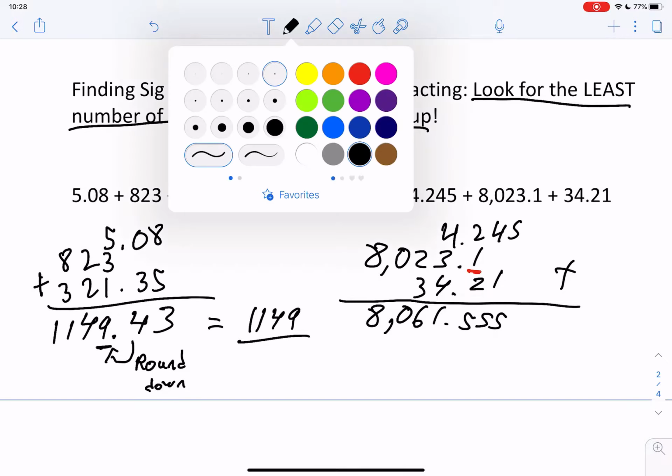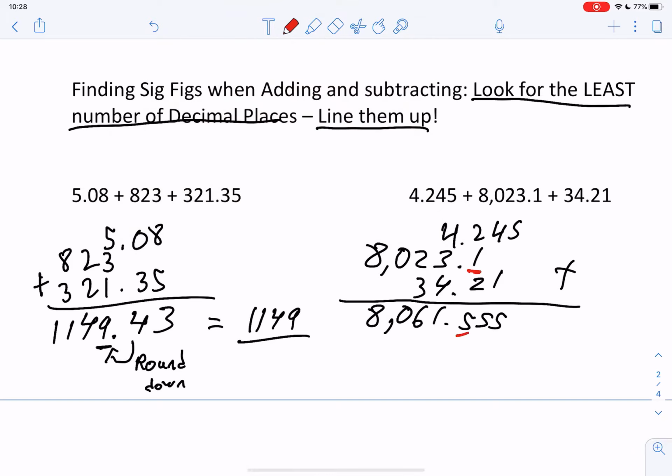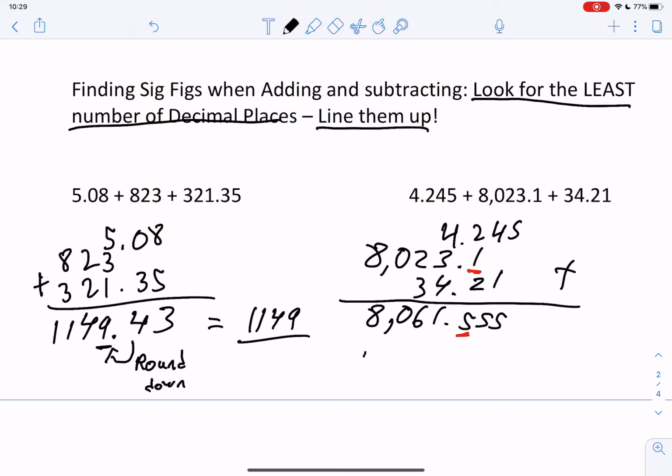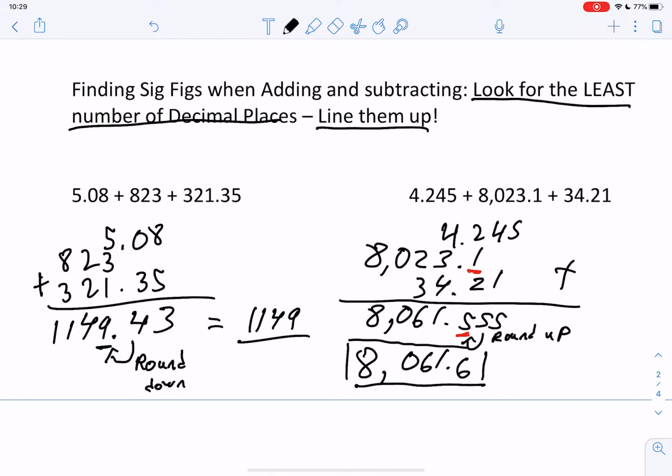Now we need to round to significant figures, which is going to stop right there. So our number now is going to be 8,061 point. This is where we have to decide if we round up or down. This is a 5 before it, so we are rounding up. So this is 8,061.6. And that would be our answer. All right, so for adding and subtracting, look for the least number of decimal places.